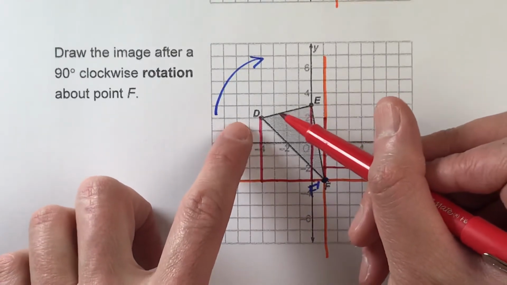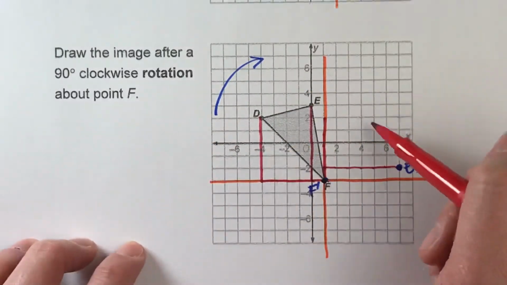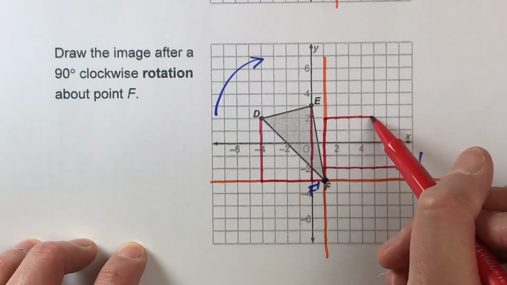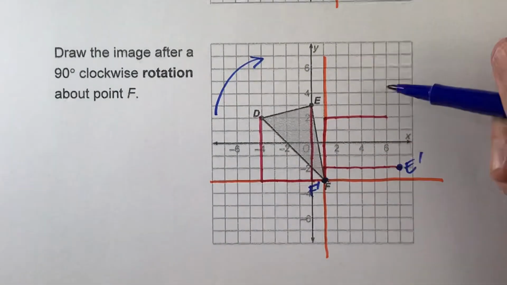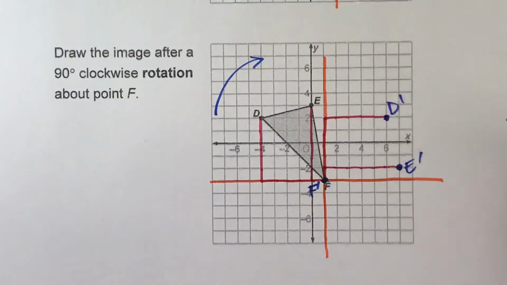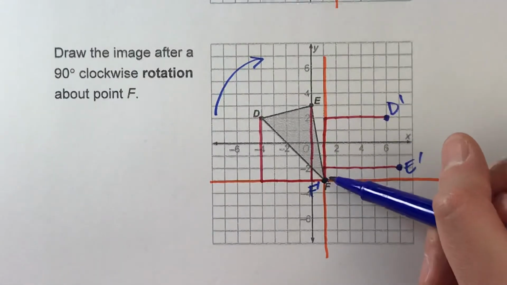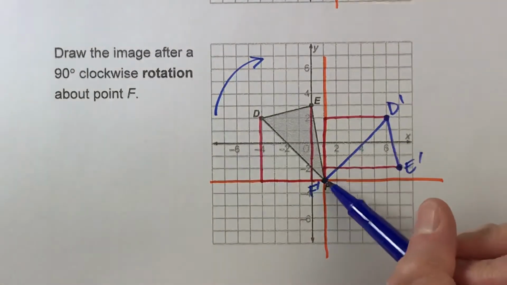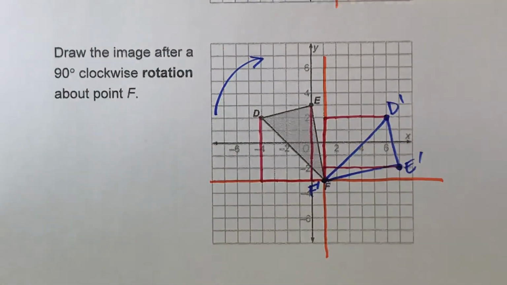But we know we've rotated D over into this quadrant, so we're going to cut into this quadrant over here by 5 steps. 1, 2, 3, 4, 5. There is my D prime. All right. So when I connect these up, this should be my rotated triangle around point F.